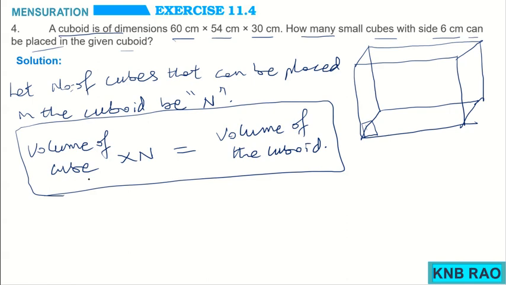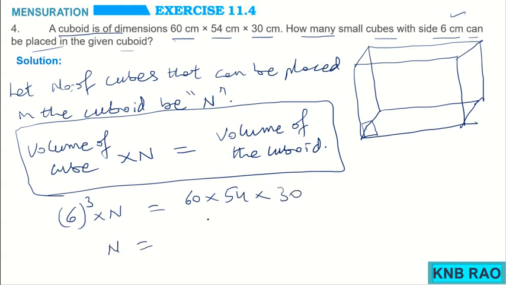That means, what is the volume of a cube with side 6 centimeter? So 6 cube is the volume of the cube, into n, equals the volume of the cuboid. Volume of a cuboid is L into B into H. L you know is 60, B is 54, H is 30. So we have to solve this.